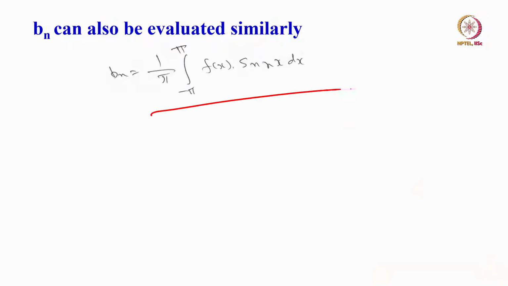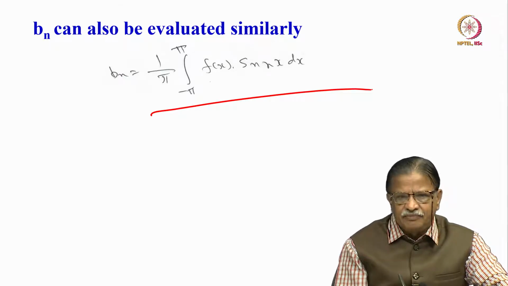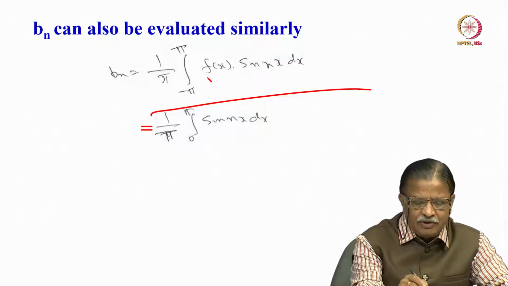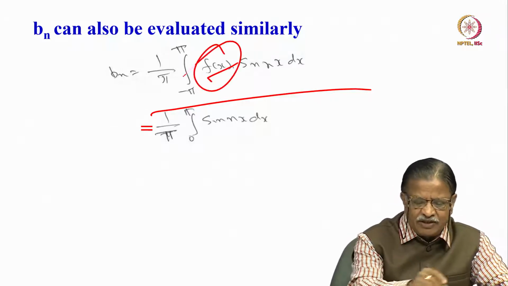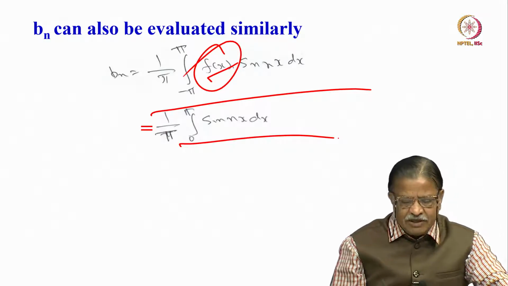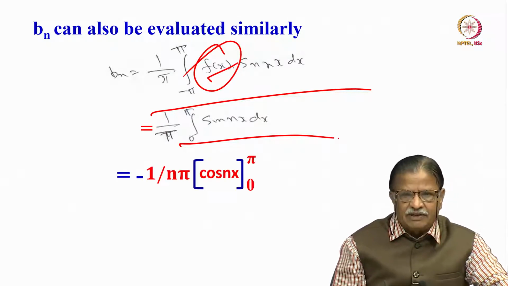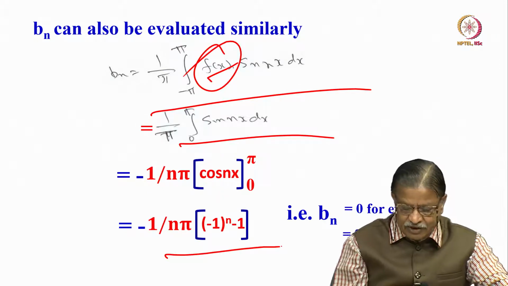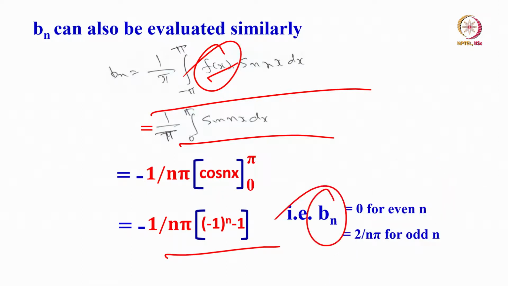Bn is again the integral of the sine function, and again we resolve it into minus pi to 0 and 0 to pi. For this function the first part will go to 0 and the other integral survives, 0 to pi of sin nx dx, and then we substitute the limits. Finally, the value of bn is 0 for even n and it is 2 by n pi for odd values of n. This is what we worked out last time.